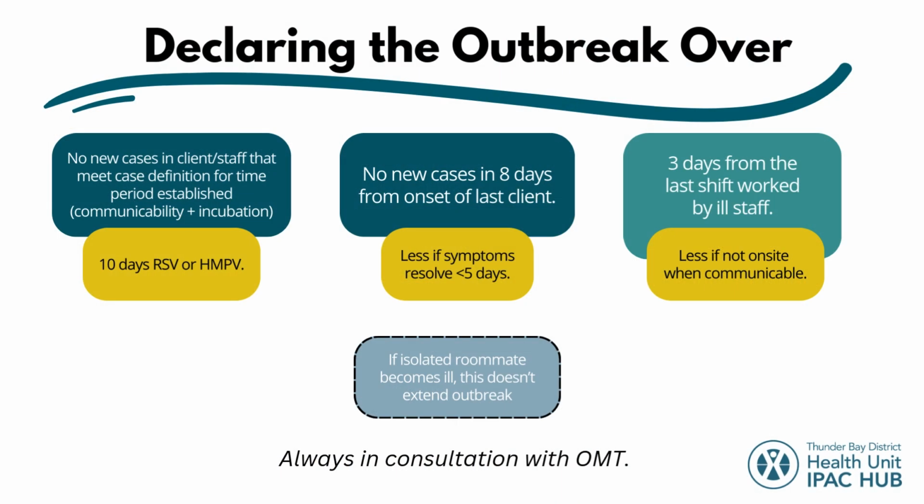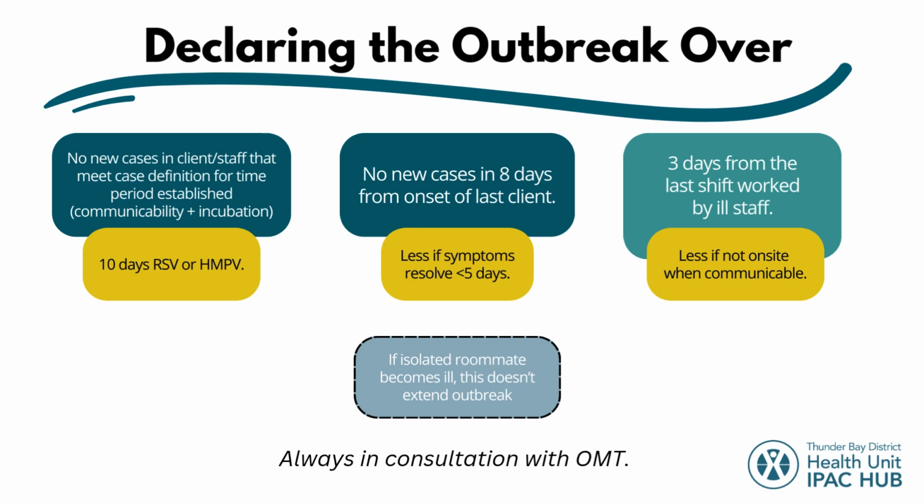There are different criteria for declaring an outbreak over. For confirmed organisms, no new cases in clients or staff that meet the case definition for the time period established, which is based on communicability plus incubation period, or based on 2 incubation periods. For viral illness, this means no new cases in 8 days from symptom onset of the last ill client, or 3 days from the last shift worked by an ill staff member.